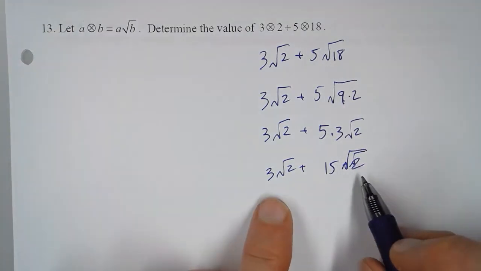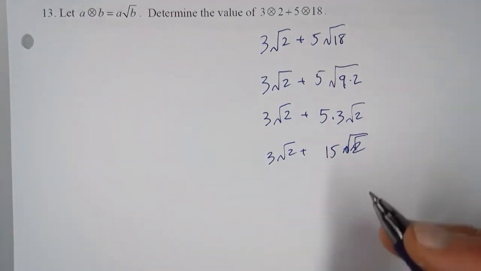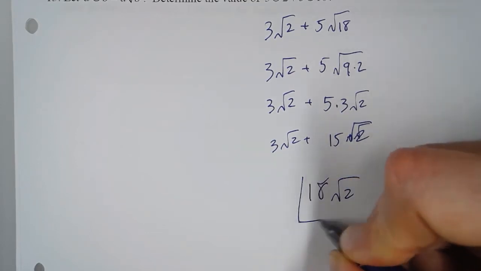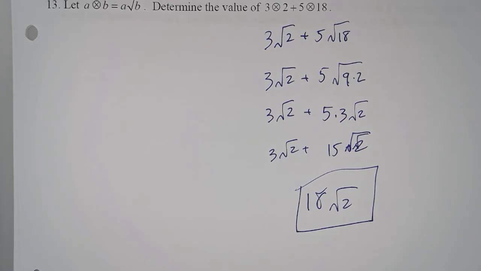So now that they are like terms, square root of 2 and square root of 2, we add them together. And so we get 18 radical 2. There's our answer, and we're done.